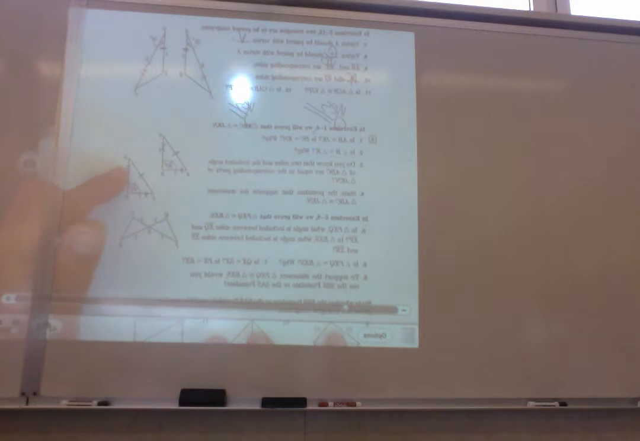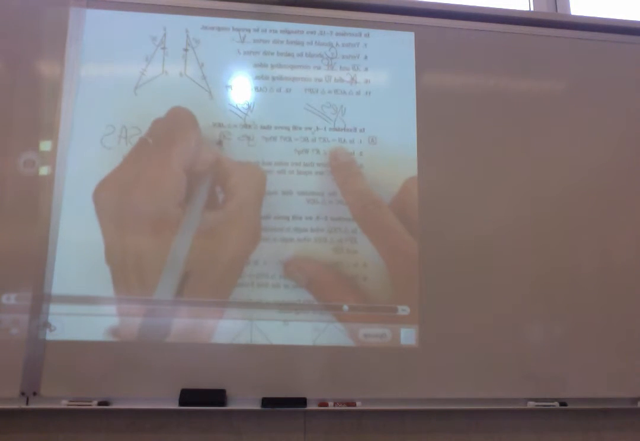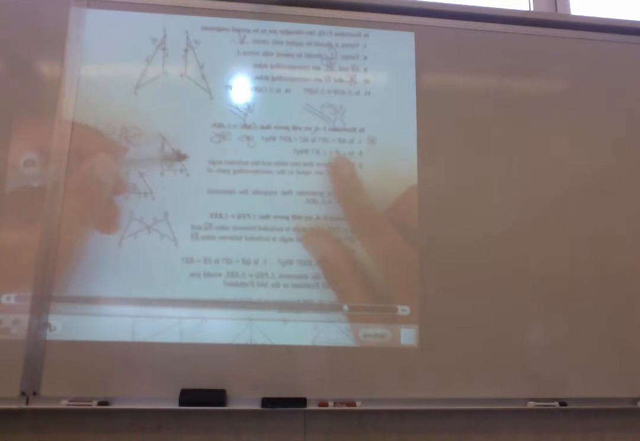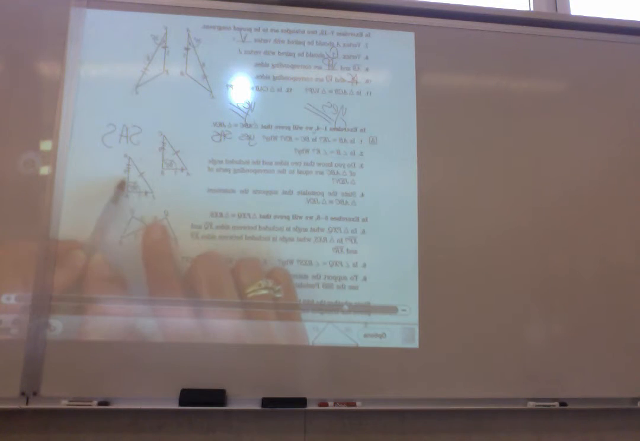Can we tell for sure that those two are congruent triangles? What do we know? This is not side, side, side. Side, angle, side. Okay, so we can say yes. We weren't given information about the third side, but we were given enough. Side, angle, side. And that angle has to be included. It has to be between the two sides we know.